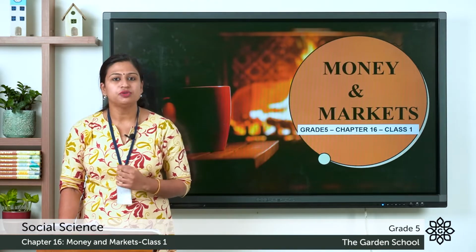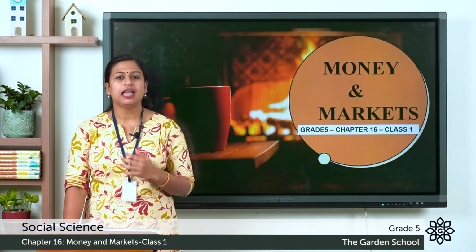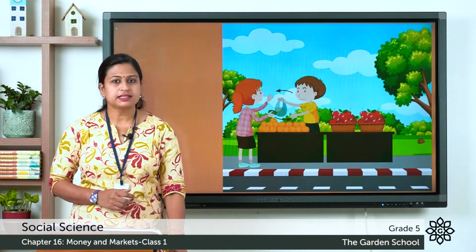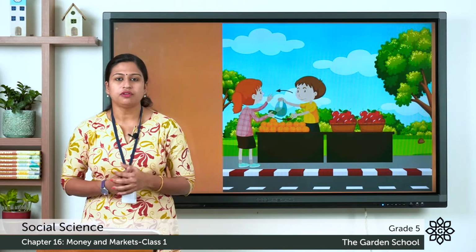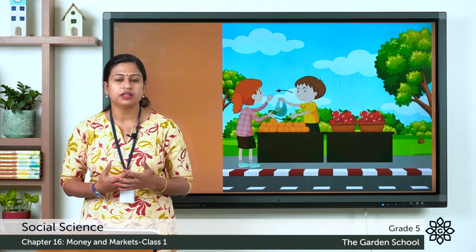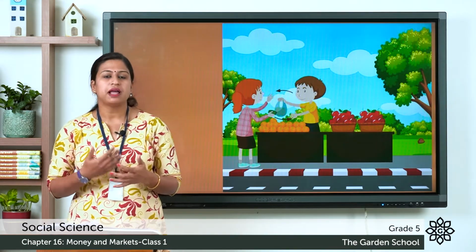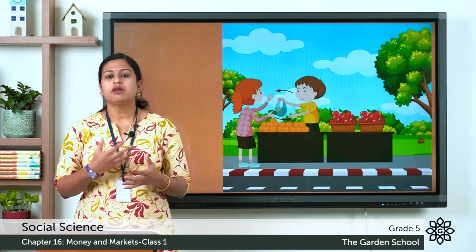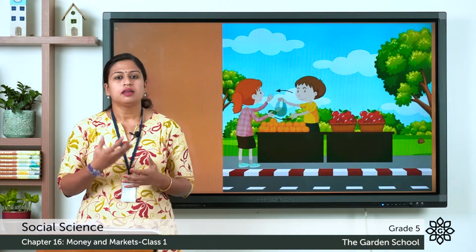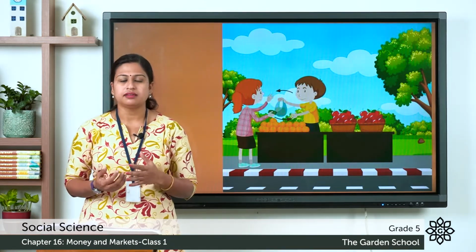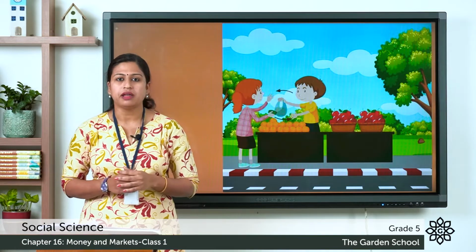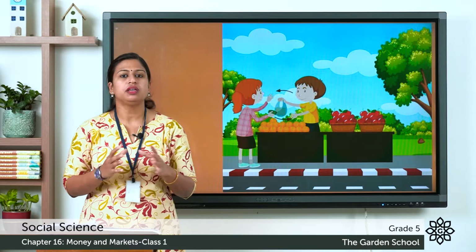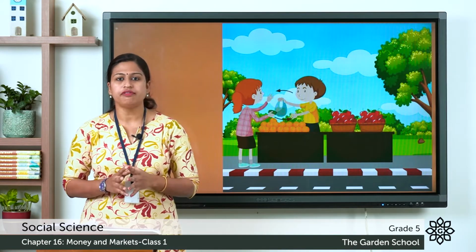Today we'll start a new chapter, chapter number 16, and the name of the chapter is Money and Market. So kids, every day we purchase a lot of things like grocery, fruits, vegetables, plasticware, stationery, toys and many things. When we buy these things, we give money to the seller, that is, there is an exchange of money. Same way, when we sell anything, we receive money. So here also there is an exchange of money.